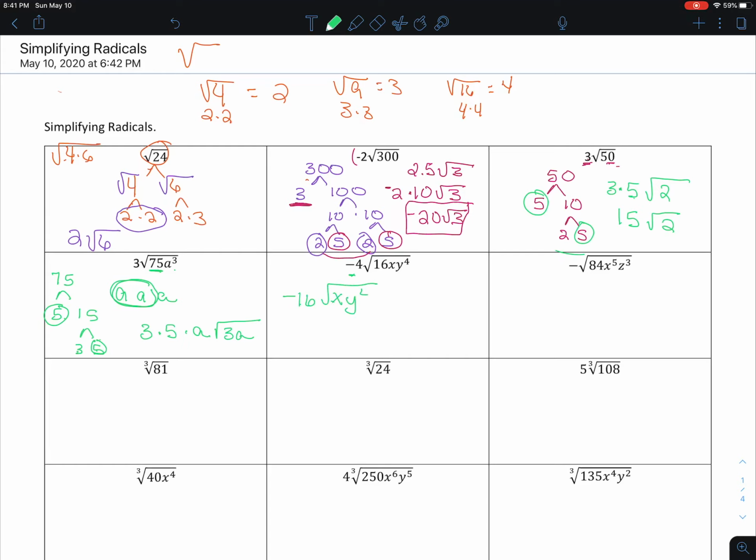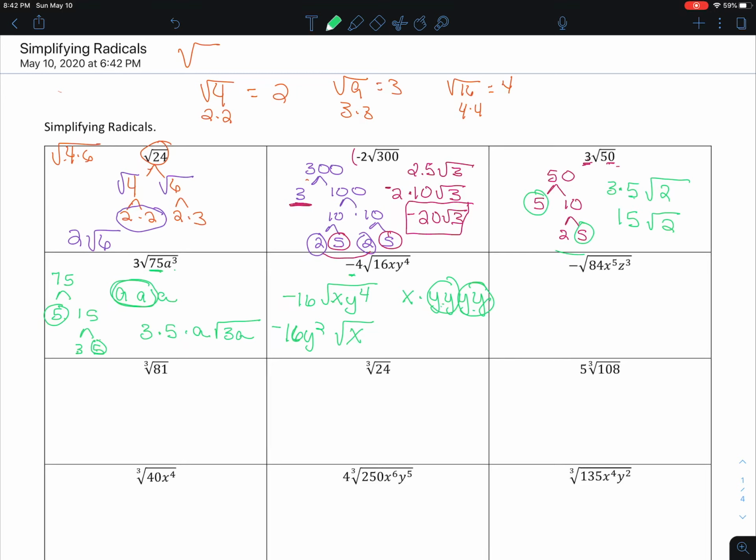x, y to the 4th. So let's take our variables, x, and then I have 4 y's. Now remember, I need a pair to come out. So I have this set and I have that set. I have 2 sets. So everything is multiplied together, and that's going to be -16. That's a pretty little triangle. That's -16 y squared, and then radical x remains inside.